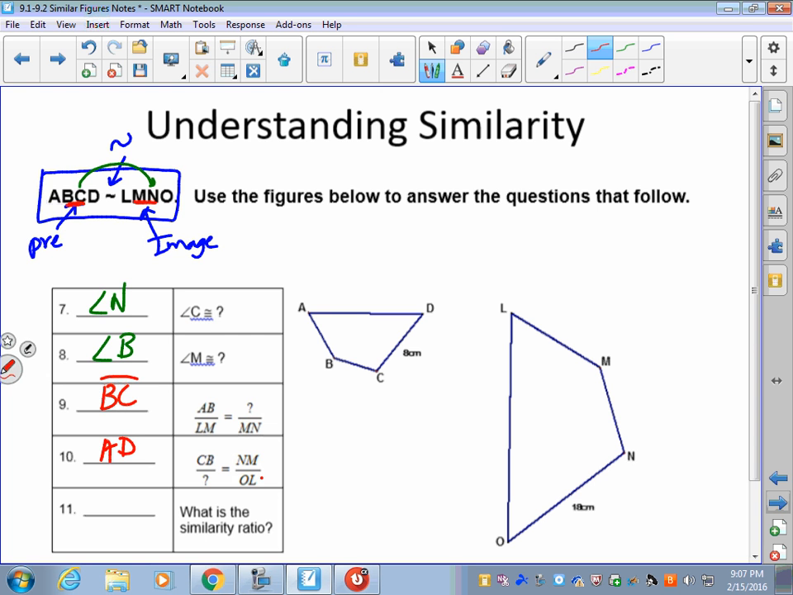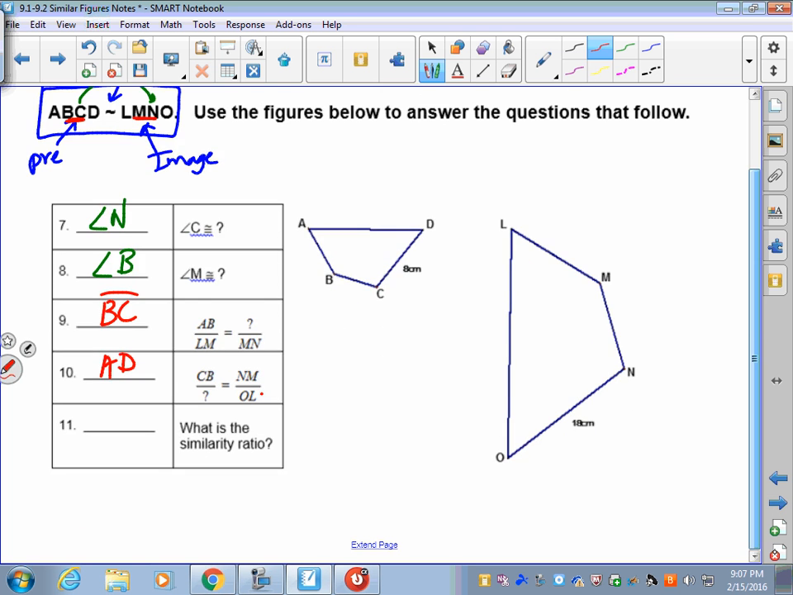Okay. Now it says, what is the similarity ratio? Your similarity ratio is like the scale factor, but basically we're just going to do the reciprocal of it. It's now just looking at the image to the image. You just go in order from the statement. Since we said A, B, C, D is similar to L, M, and O, I'm going in that same order.